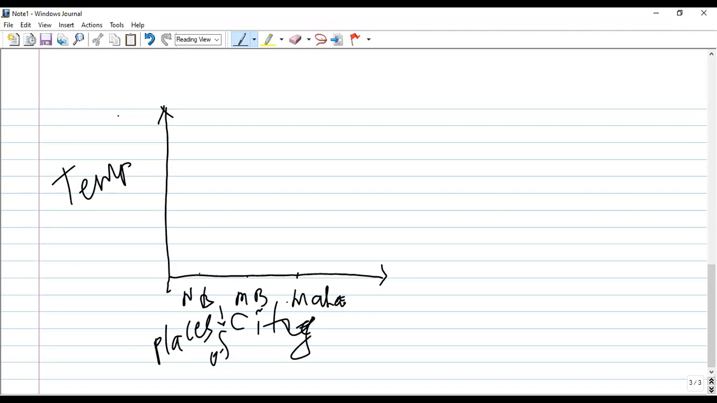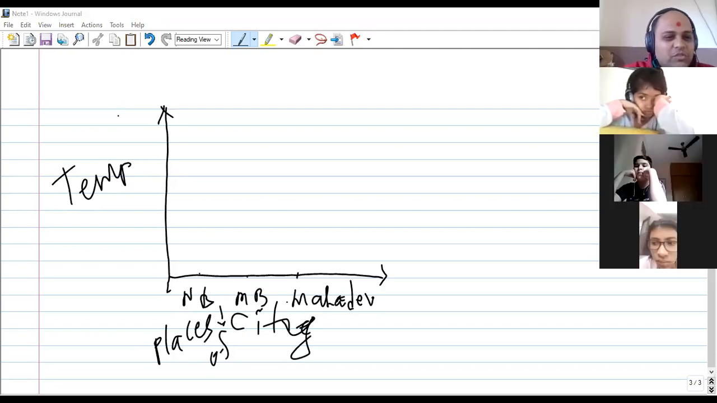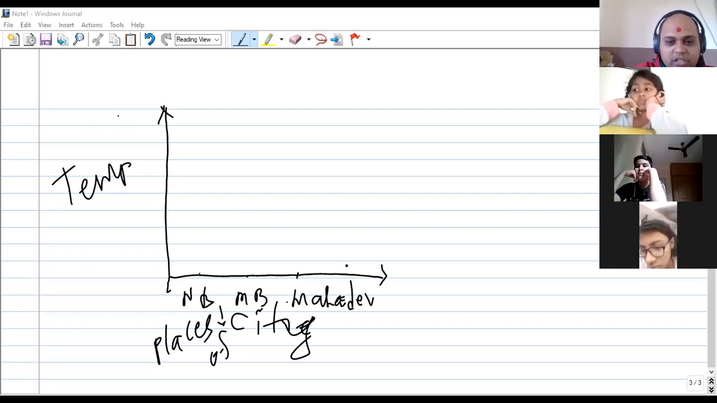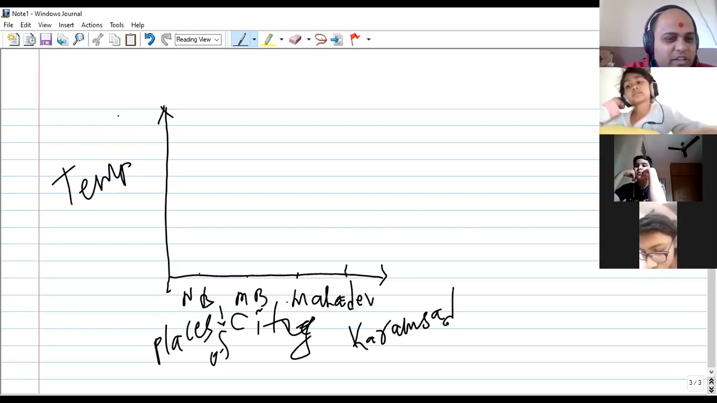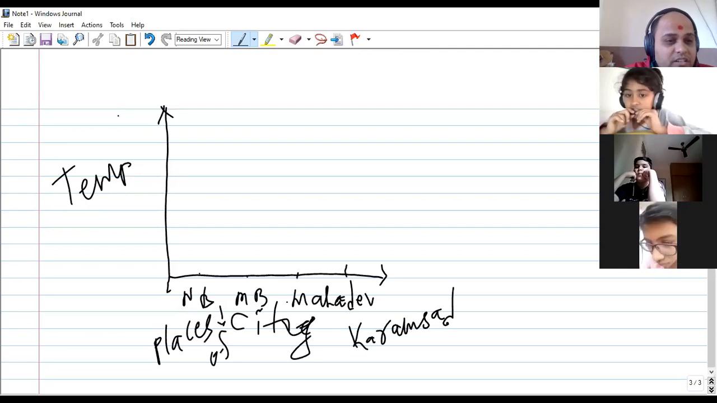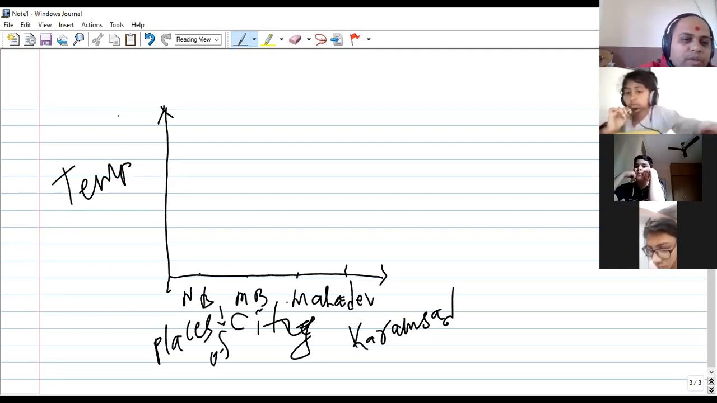I'm talking about our nearby areas. Yes, everyone, this will bring some smiles, right? And let's put Karamsad here. This is Karamsad. The fourth one is Karamsad area. Yes, this chart will come in the exam. This type of question will come.